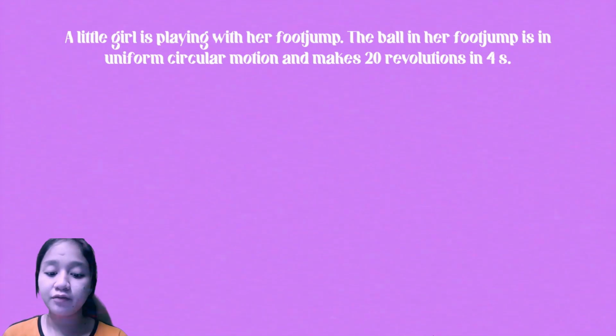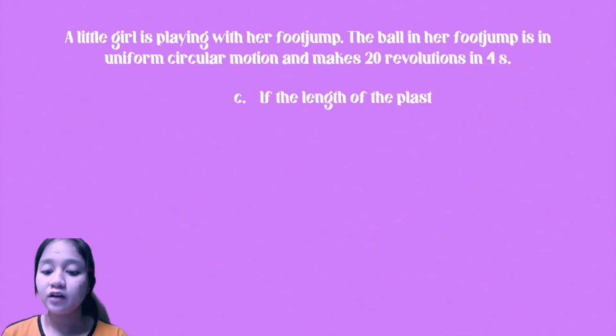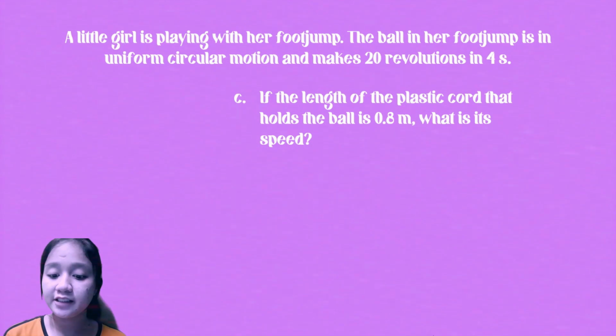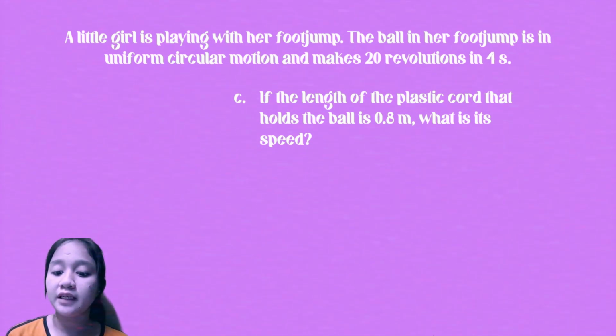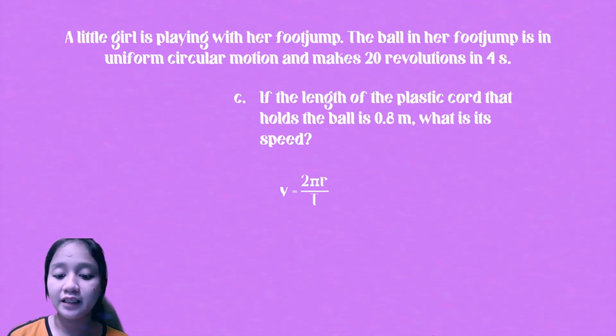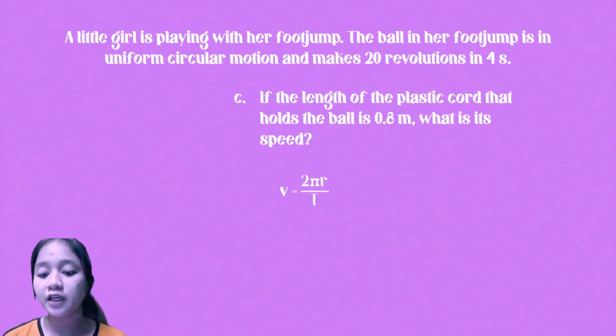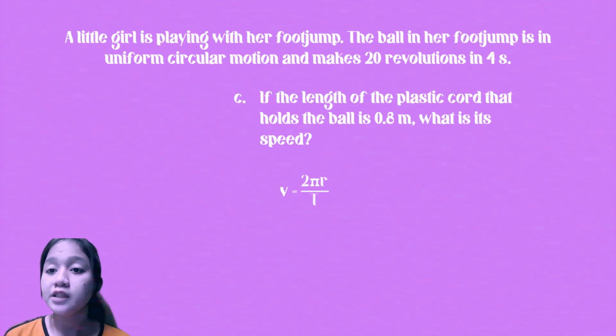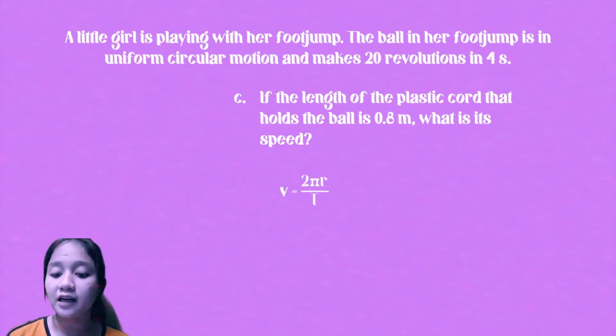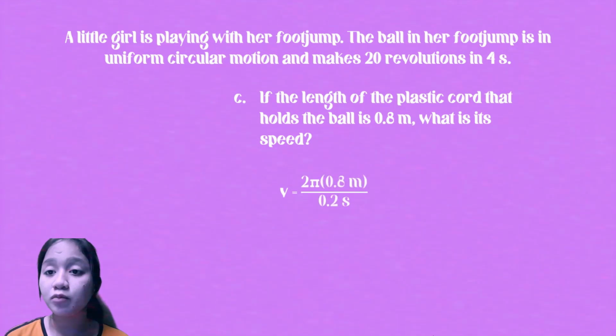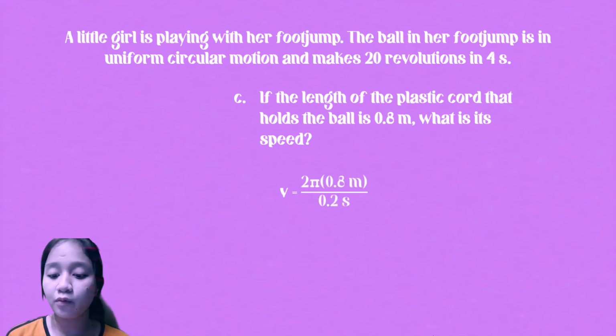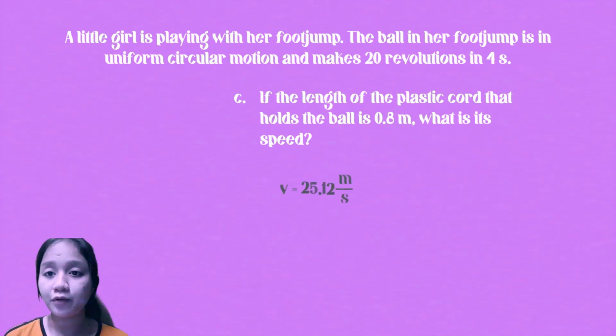For letter C, if the length of the plastic cord that holds the ball is 0.8 meter, what is its speed? For the speed, the formula is v is equal to 2 pi r divided by T. We substitute the given period, which is 0.2 seconds, and the value of the radius, which is 0.8 meter. It will look like v is equal to 2 pi multiplied by 0.8 meter divided by 0.2 seconds. Then we will get the answer as 25.12 meters per second.